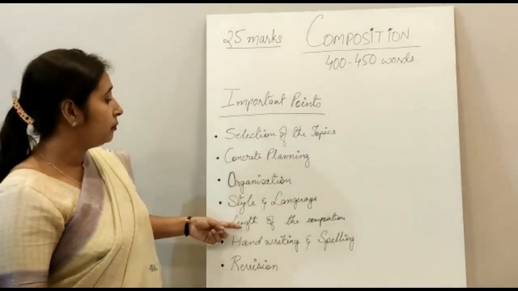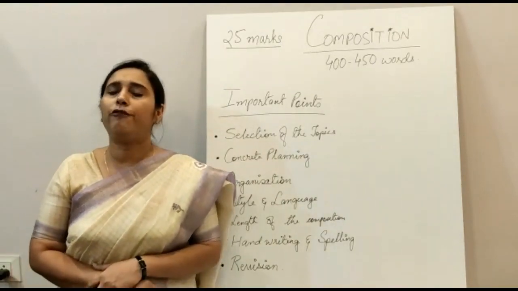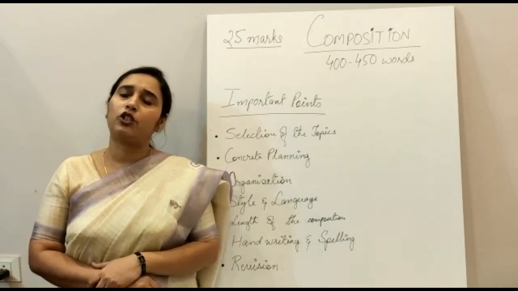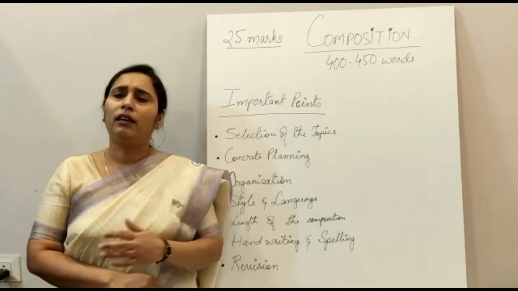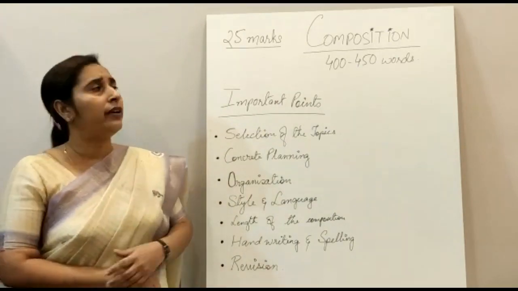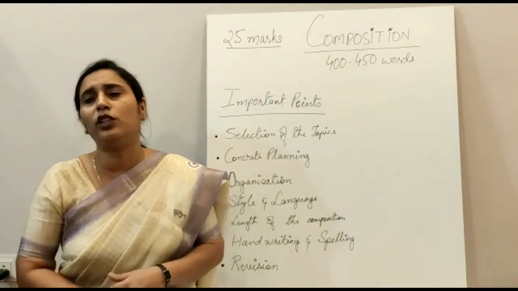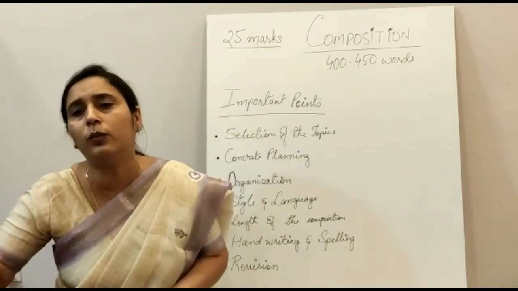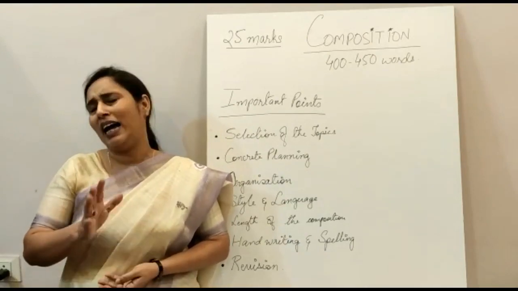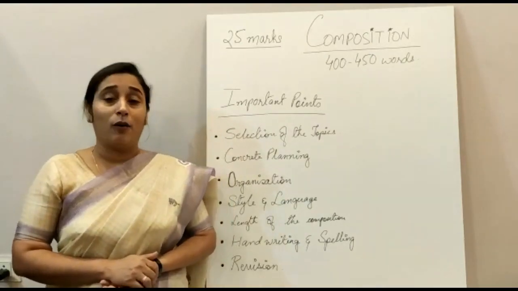Next, length of the composition. So many of you always stay confused about the length of the composition. But why? You know that your essay should be around 400 to 450 words. But that doesn't mean that you'll sit down and start counting the words. A little more or little less hardly makes any difference. Yes?